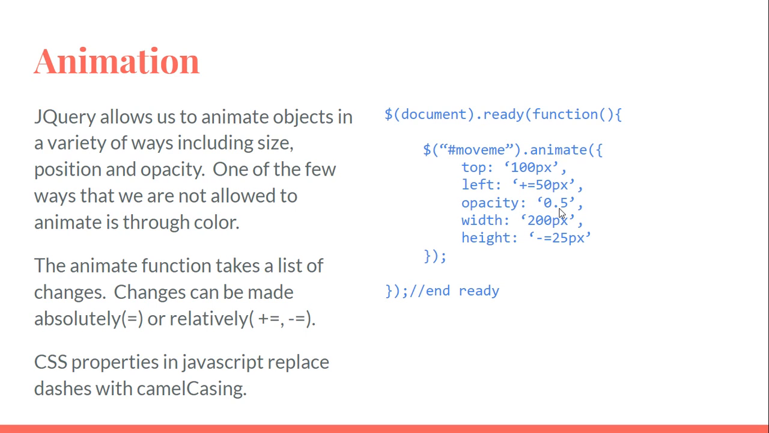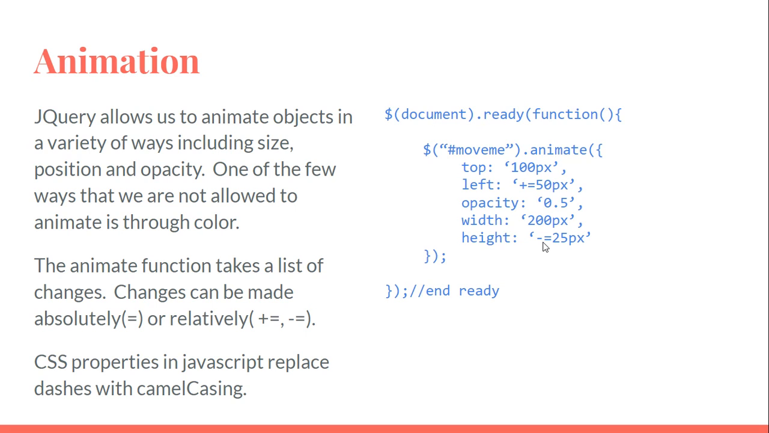Opacity gets absolutely set to 0.5, so it's halfway between transparent and opaque. The width is going to be set absolutely to 200 pixels. If it was already 200 pixels, you won't see the width change. And the height is going to decrease by 25 pixels, again, showing that relative movement.